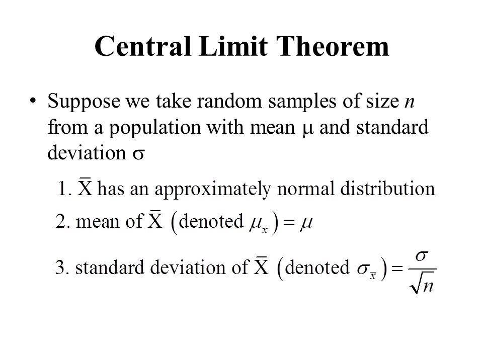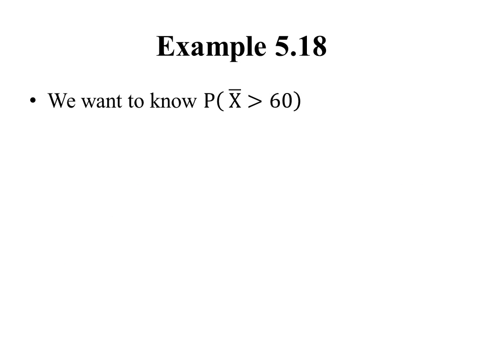Number 2, the mean of x bar, denoted mu sub x bar, equals mu, the population mean. And then third, the standard deviation of x bar, denoted sigma sub x bar, is equal to sigma divided by the square root of n. And so this random variable x bar is normally distributed with this mean and this standard deviation. So we can use those three facts to calculate probabilities. And so we want to know, again, the probability that x bar is greater than 60.